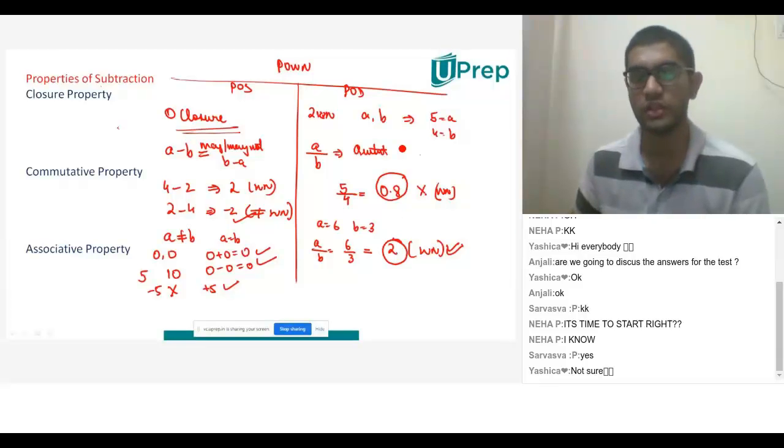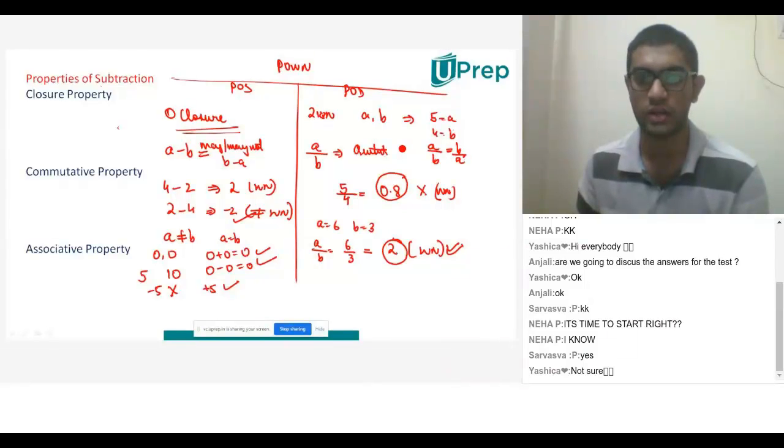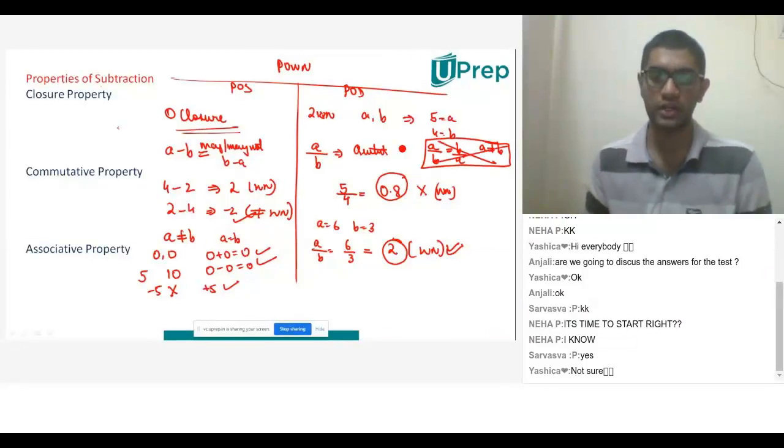And obviously there is a property that will come across where A by B is not equal to B by A in a case where A is not equal to B. Okay, that is something I can explain over here, but let's wait for it. Okay, so right now focus on this.